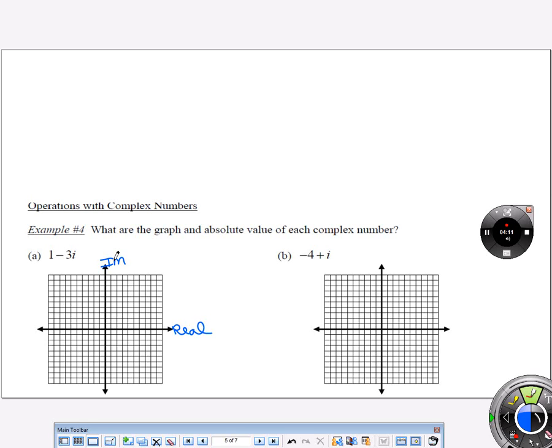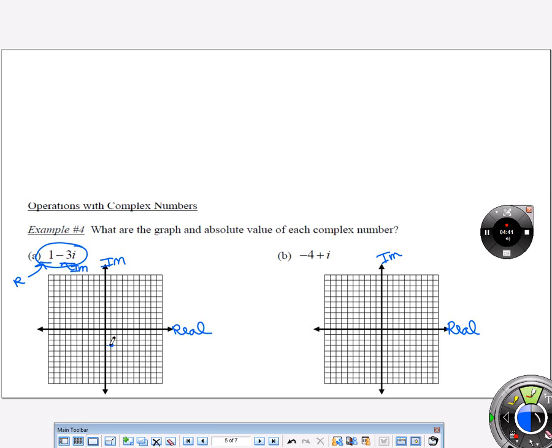So remember that yesterday when we talked about imaginary number versus complex number, imaginary number just had the i part, but both of these numbers here are complex numbers because they have a real part and an imaginary part. So in this case, 1 is the real part, negative 3i is the imaginary part. So basically, you're going to plot the point 1 on the real axis, negative 3 on the imaginary axis. That's going to be your point.